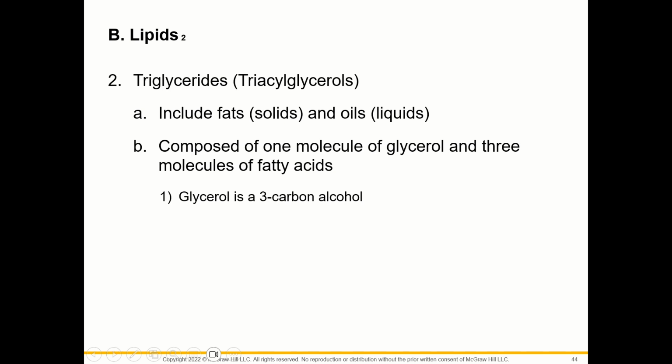The first category is the triglycerides or triacylglycerols. That's a new word for me. So the triglyceride is a subcategory of lipid that includes the fats and oils. So fats are the solids and oils are the liquid forms. So like saturated versus unsaturated fatty acids. And that's what the triglycerides are composed of. They're composed of one molecule of glycerol and three molecules of fatty acids. Glycerol is a 3-carbon alcohol.